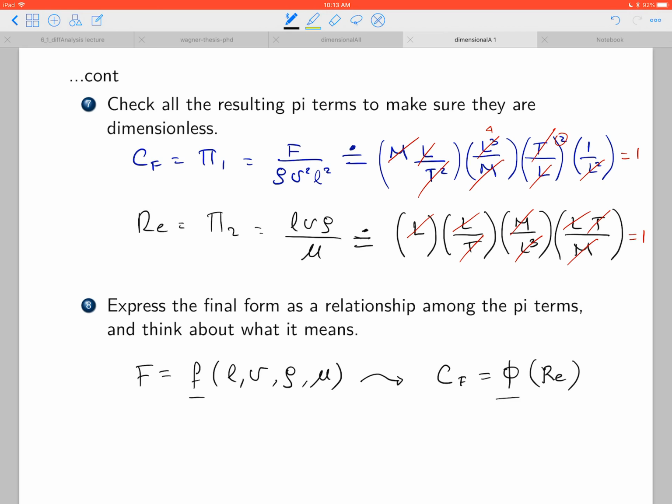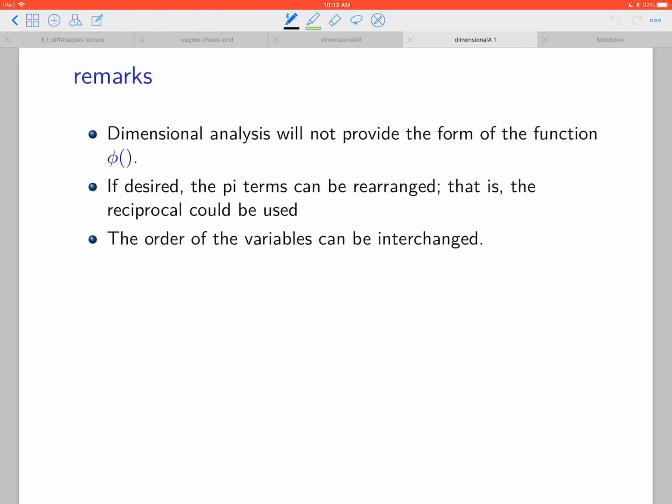What happens if we took the original 1 over Reynolds? If we decide to stay with 1 over Reynolds, we are going to have a different relationship between these two functions. That's the only thing that is going to happen. Okay, let's have an example. Before jumping into the example, some remarks.